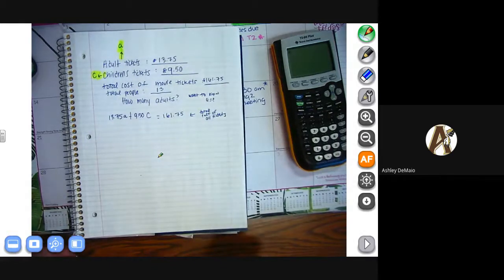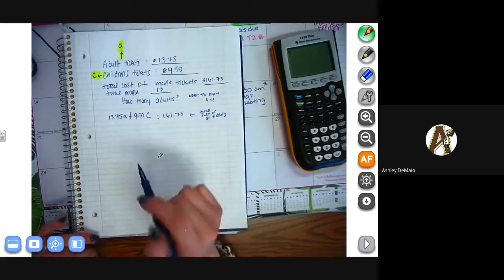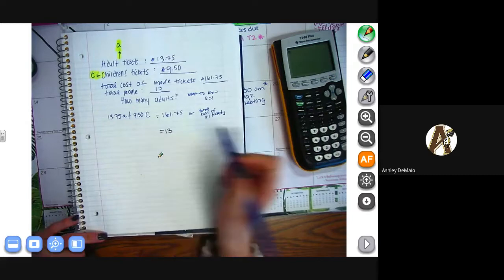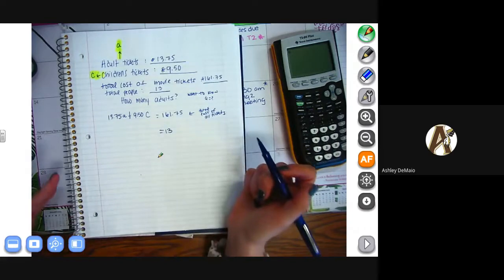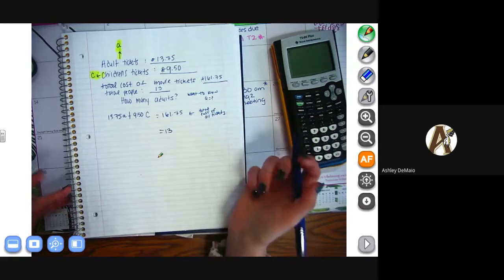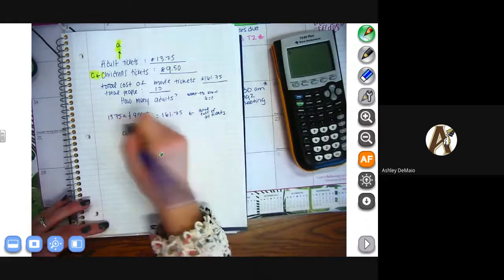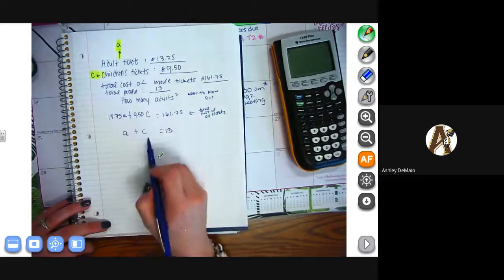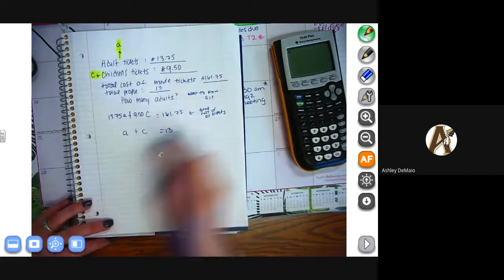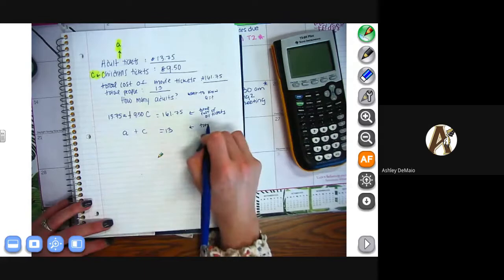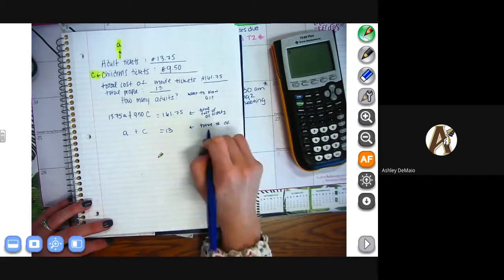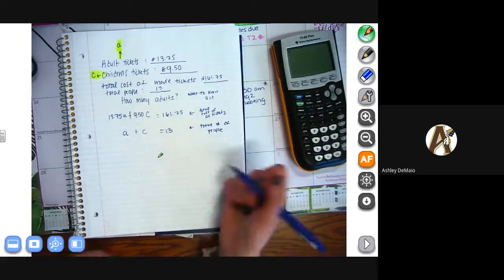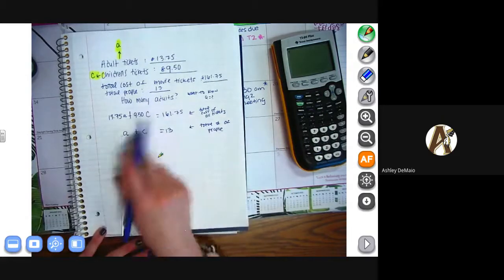Okay, now let's set up one more equation. We know the total number of people is 13, and that consists of adults and children. What represents the number of adults? Oh, that's A. What represents the number of children? That's C. So the number of adults plus the number of children equals 13 total people. So now we have two equations and we can solve for A. We can use substitution to set this up.